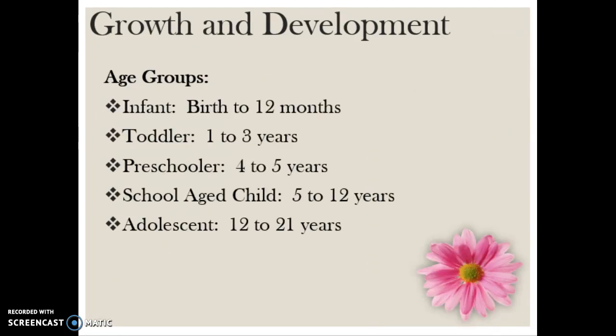Age groups. So we're going to define our age groups this way. You may see some variations depending on where you look, but our infant is going to be birth to 12 months, toddler 1 to 3, preschooler 4 to 5 years, school aged 5 to 12 years, and adolescent 12 to 21 years. This is the same definition as your book has.